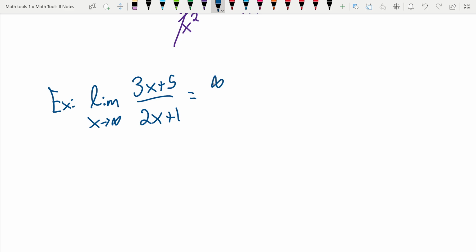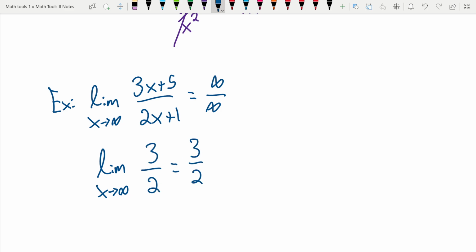So if you plug this in directly, you get infinity over infinity, right? 3 times infinity is infinity, plus 5 is still infinity, and same on the bottom. So now we're going to take the derivative on the top and the derivative on the bottom. So we get 3 on the top and 2 on the bottom, and that's just going to be 3/2. Okay, so a lot simpler than factoring. So this is a really helpful tool to be able to do these kind of limits very quickly.